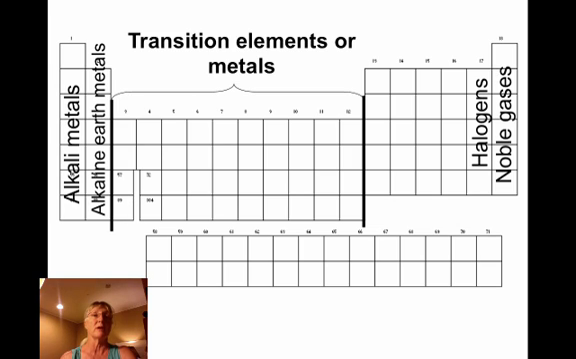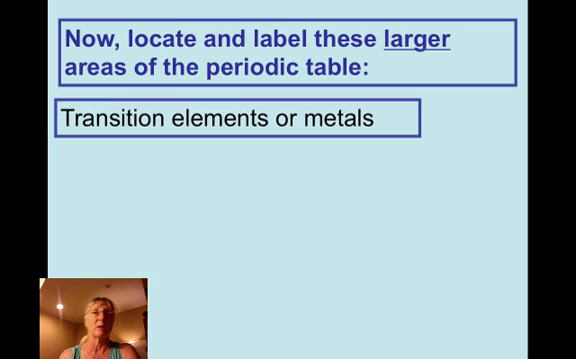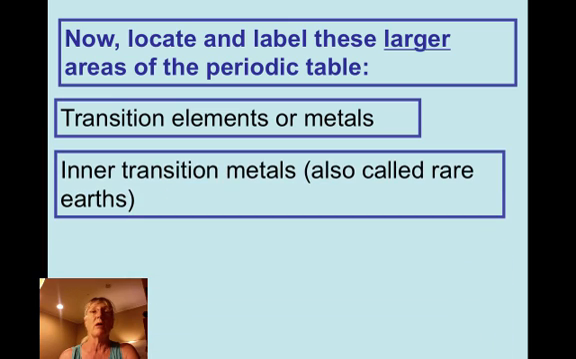If we were to put these two inner transition element rows into the periodic table, though, it would stretch it out into what we call the long form, and so it's not as convenient to have it all fit on like an 8.5 by 11 roughly sheet of paper. So we pull those two groups out, and even though they're part of that major area of the transition elements or metals, we're going to call them the inner transition metals. And they're sometimes also called the rare earths.